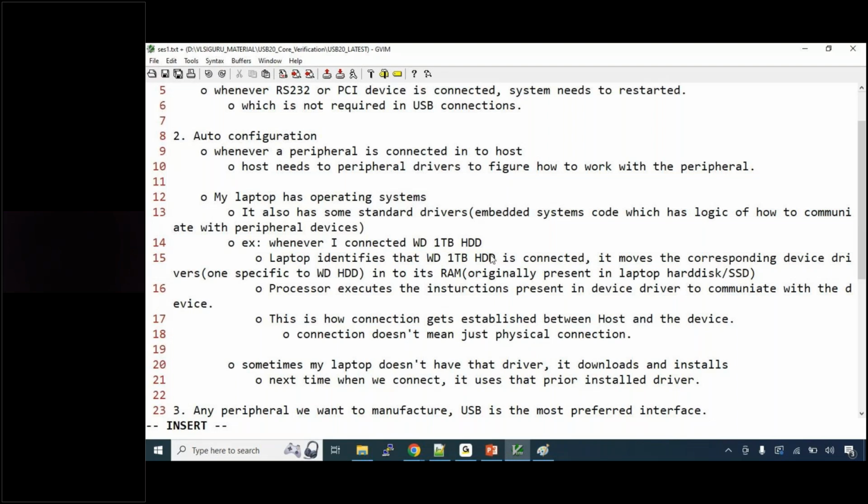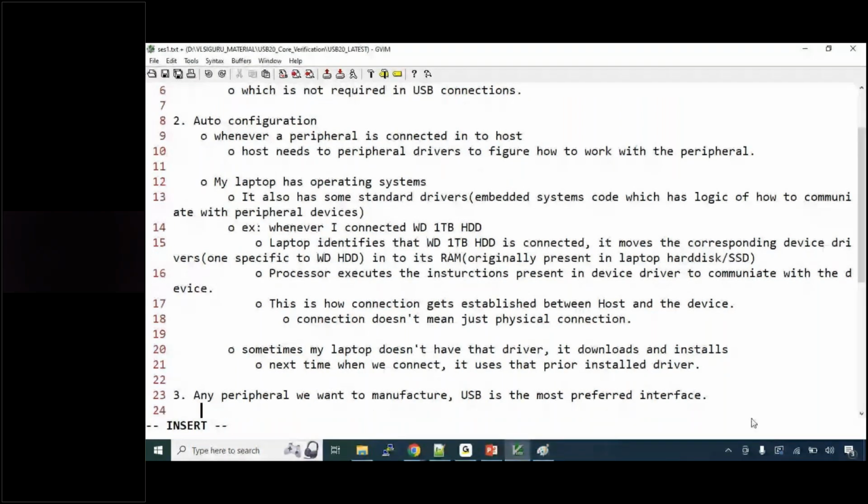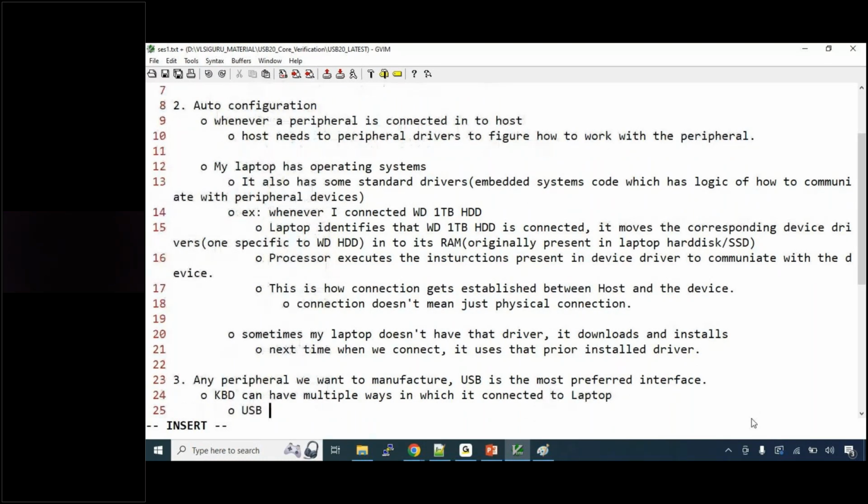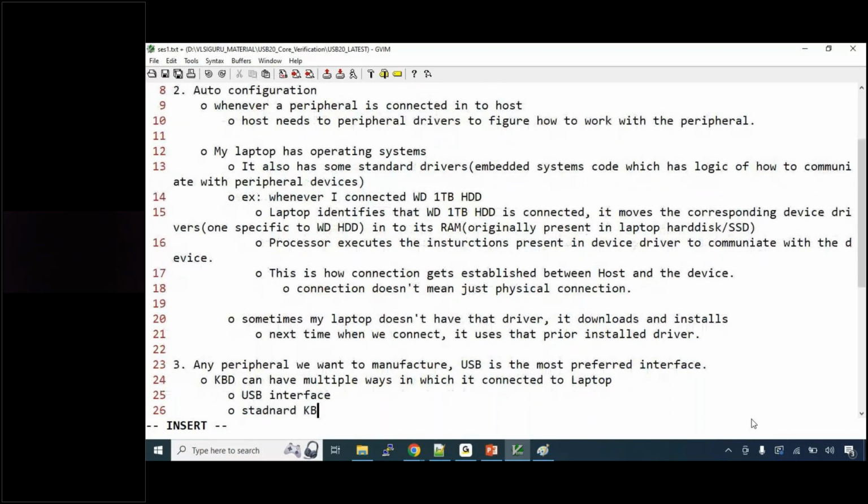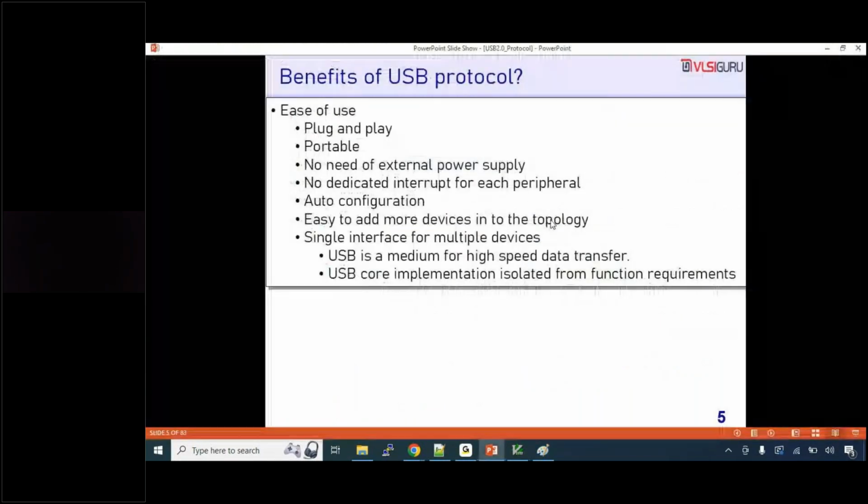If I want to implement a keyboard, a keyboard can have multiple types of interfaces. It can connect to a laptop in multiple ways. One is using the USB interface, one is using some standard keyboard interface. But USB is always preferred, because of the benefits that it offers. So that is what we mean by single interface. USB is the single interface, but it can be used for multiple types of devices: mouse, printer, music player, storage. For everything you can use it.